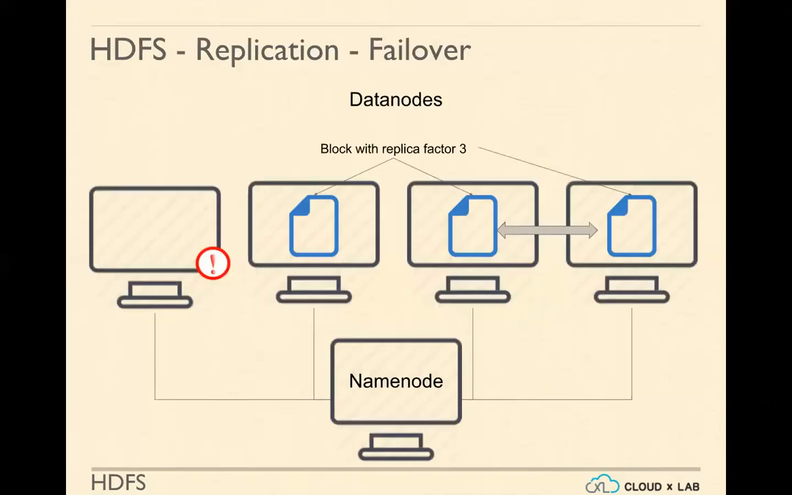Question from Sanjay. What if 2 machines go down? Let's say this went down and this went down. What will happen? At this point, the system will keep on giving warnings that these many blocks are under replicated.